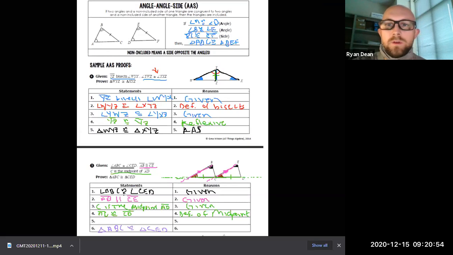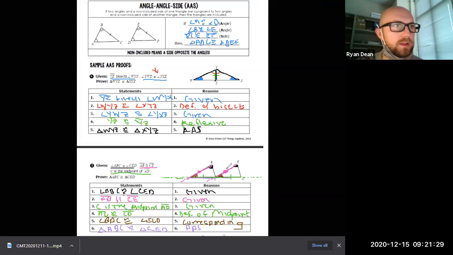What that allows me to do is to say that angle BAC is congruent to angle ECD. And the reason that I'm able to do that is because these are corresponding angles. And then that allows us to go angle, angle, side, AAS for both of these proofs.